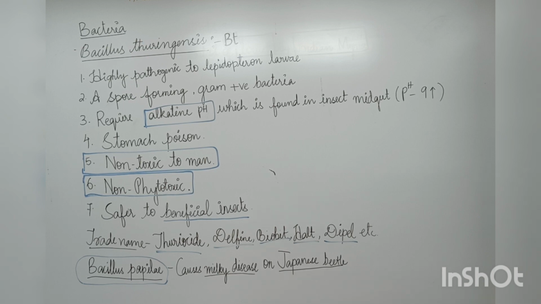And next is it is safer to beneficial insects, and it is known by trade names like Thuricide, Delfin, Biobit, Halt, Dipel, etc. And one more bacteria is Bacillus popilliae. Bacillus popilliae causes milky disease on Japanese beetle.